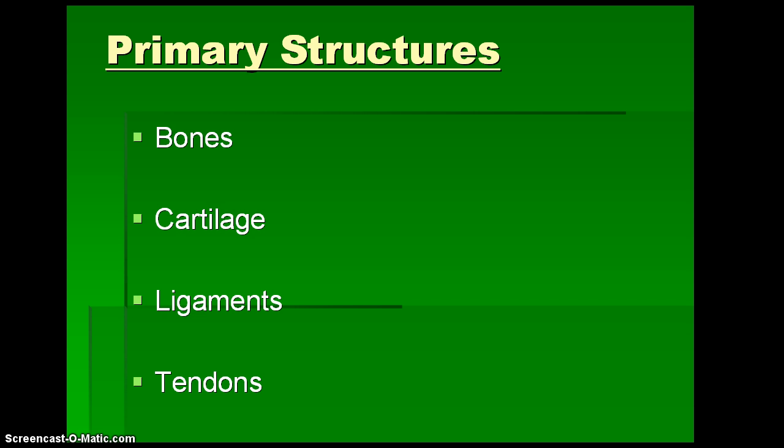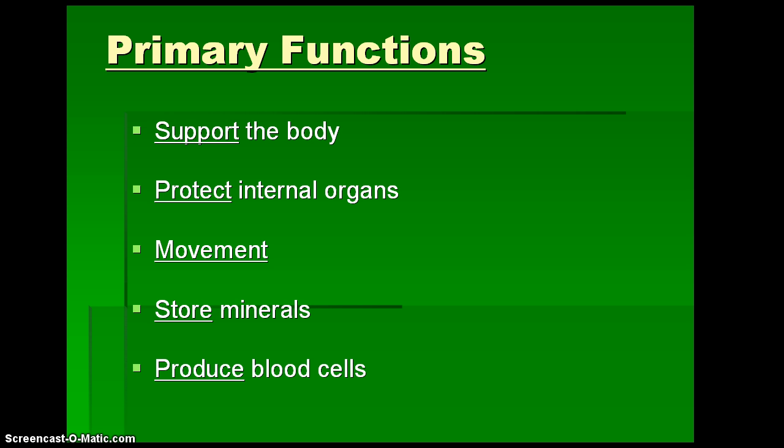Moving on to our first body system, we're going to be discussing the skeletal system, which is the bones. The primary structures of the skeletal system are bones, cartilage, ligaments, and tendons. Going to the function of the system, there are 5 major functions: to support the body, protect internal organs, movement, to store minerals, and to produce blood cells.